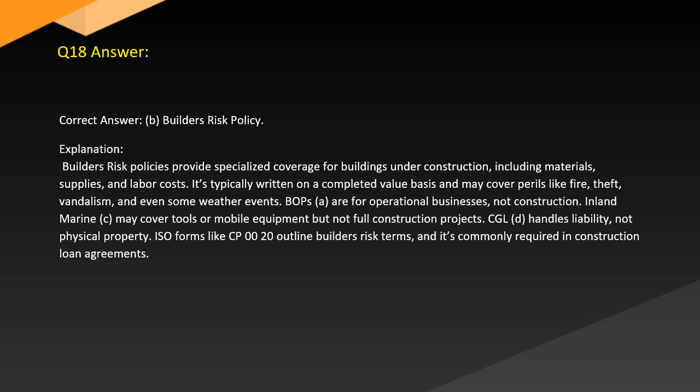BOP, A, is for operational businesses, not construction. Inland marine, C, may cover tools or mobile equipment but not full construction projects. CGL, D, handles liability, not physical property. ISO forms like CP 00 20 outline builder's risk terms, and it's commonly required in construction loan agreements.